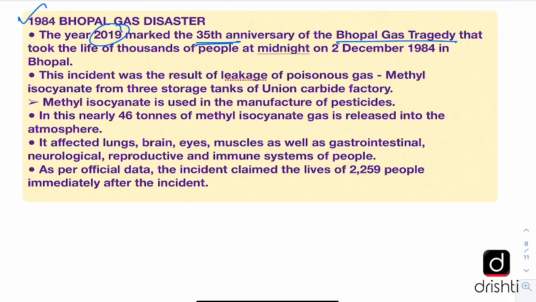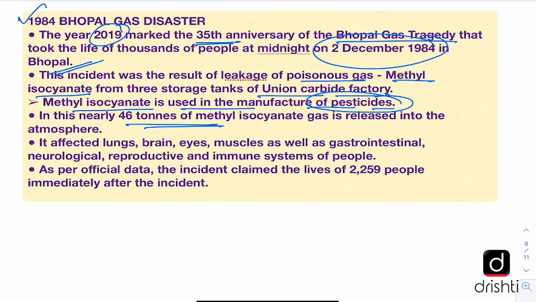So the year 2019 marked the 35th anniversary of Bhopal Gas Tragedy that took the life of thousands of people at midnight of 2nd of December 1984 in Bhopal. And the incident was the result of leakage of a poisonous gas, methyl isocyanate, from this Union Carbide factory. And methyl isocyanate is highly poisonous and it is used in the manufacture of pesticides. In this, nearly 46 tons of methyl isocyanate gas was released into the atmosphere.